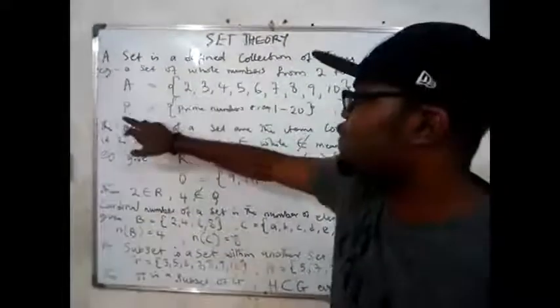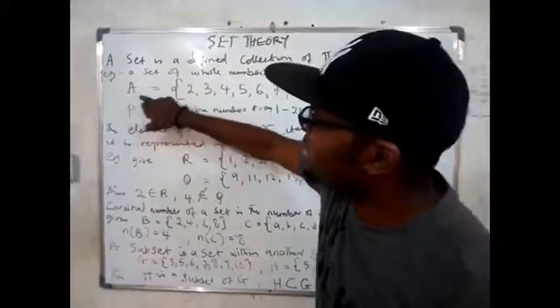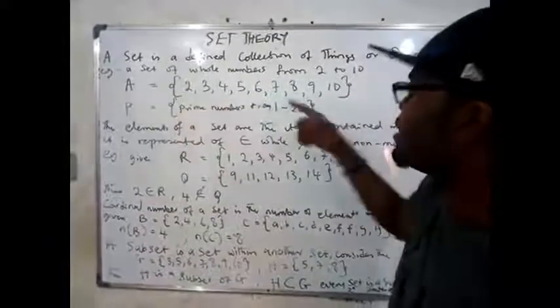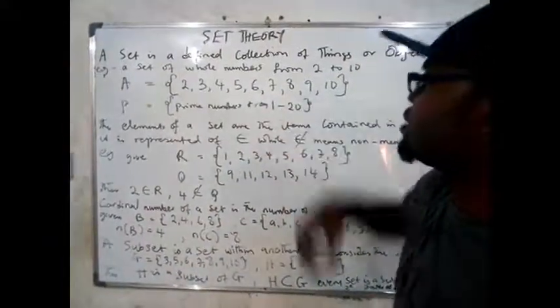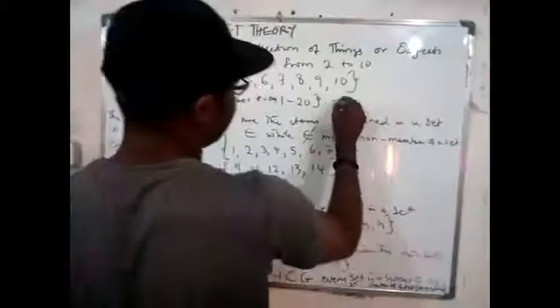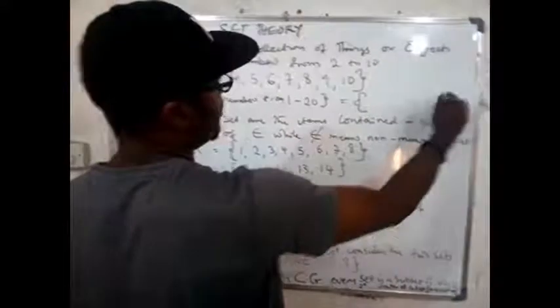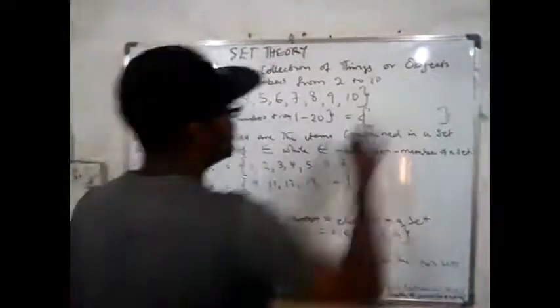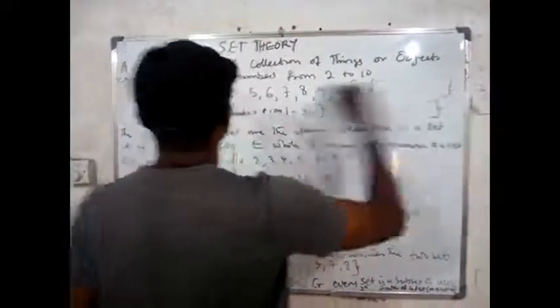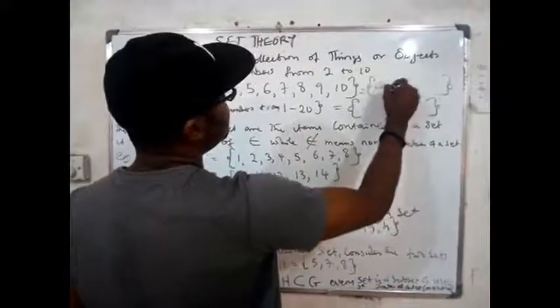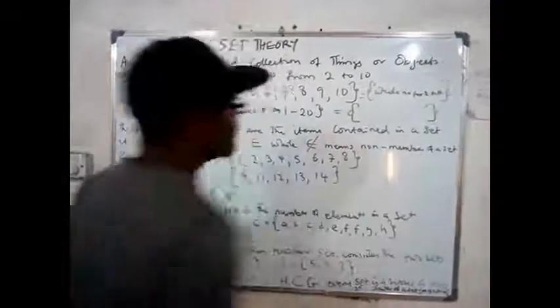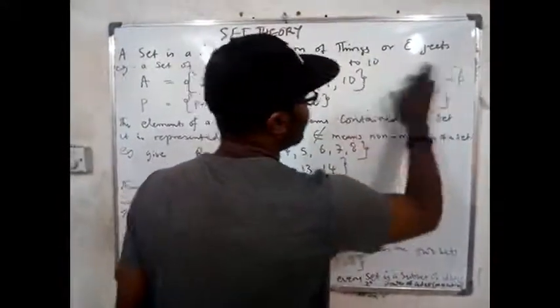You can also represent a set in this form, P. The set is always represented with a capital letter. P is equal to, whenever you see curly brackets, it means set, the set of prime numbers from 1 to 20. In that case, we can still represent this set showing the prime numbers itself or in a statement form like this. Just the same way you can represent this one as the set of whole numbers from 2 to 10. So it can be in statement form or it can be in the real form like this.